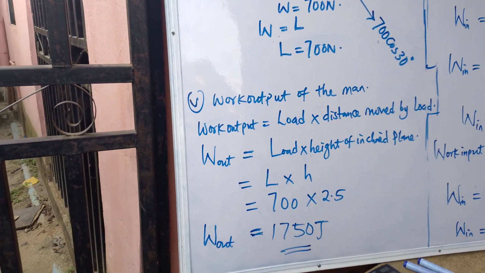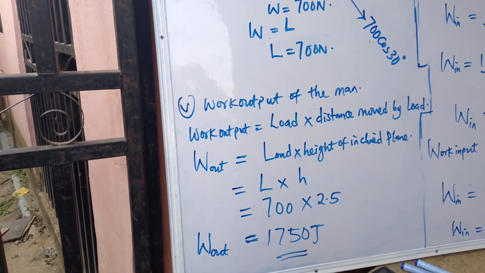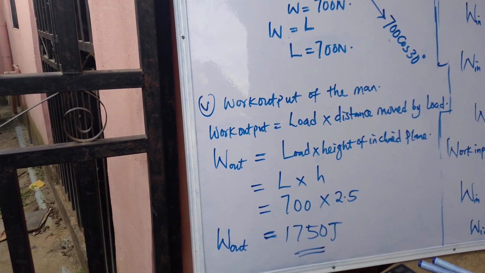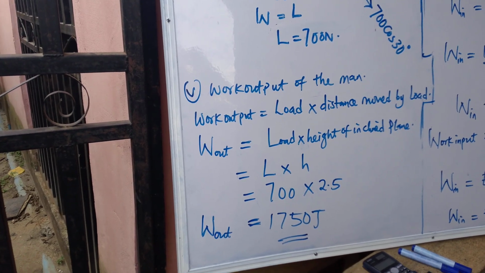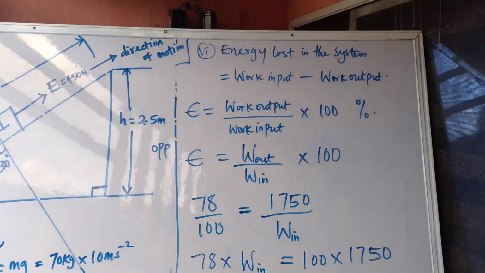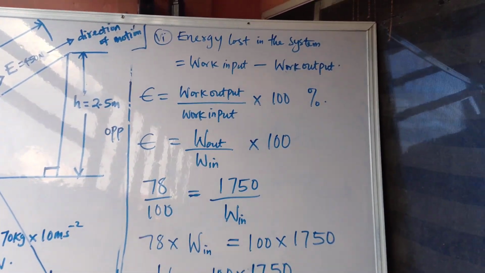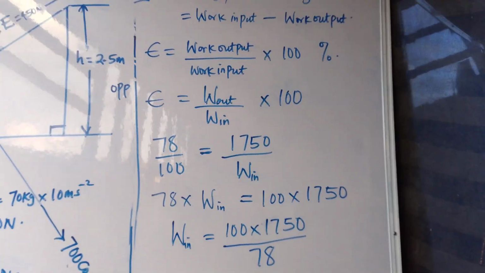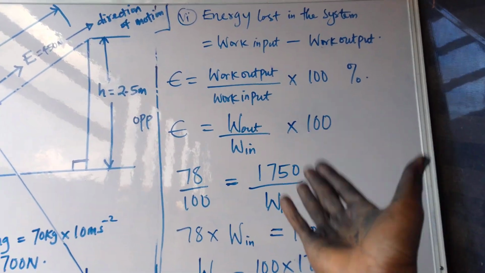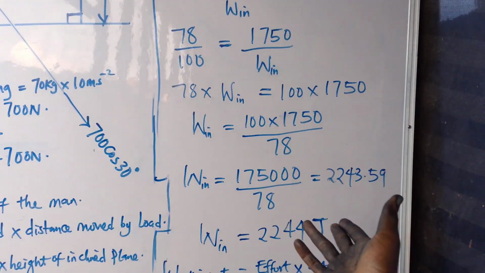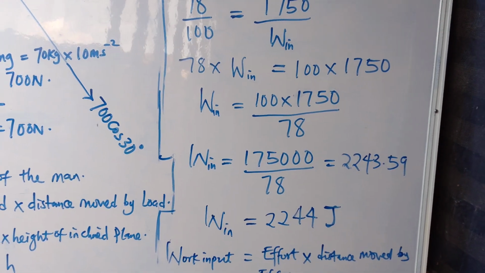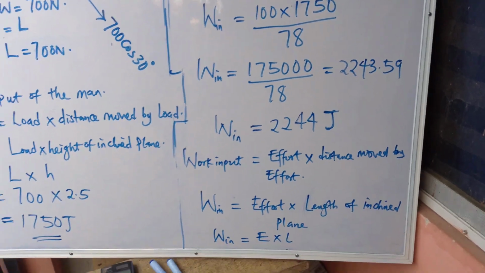And the work output of the man is load times distance moved by load, which is load times the height of the inclined plane, h. We had the work output at 1750 joules. Then we got the energy lost in the system, work input minus work output. This one is another method of finding the energy lost. I explained that using the efficiency, which is work output over work input times 100. We arrived at 2243 or 2244. When you round it up, you have 2250.